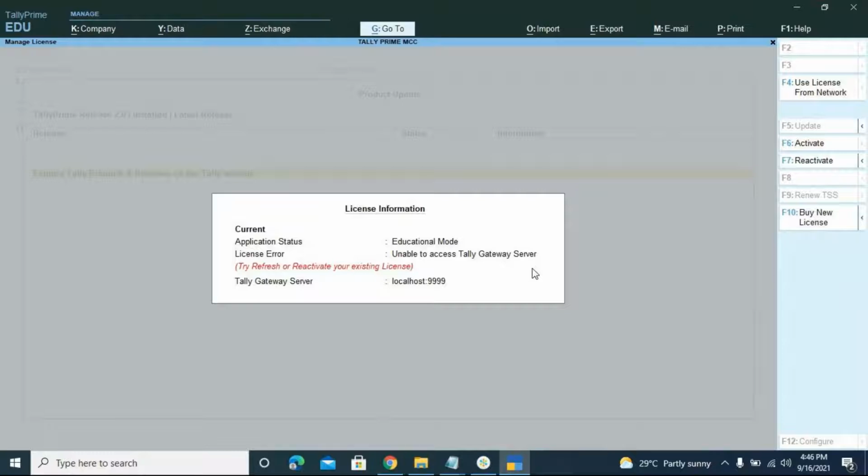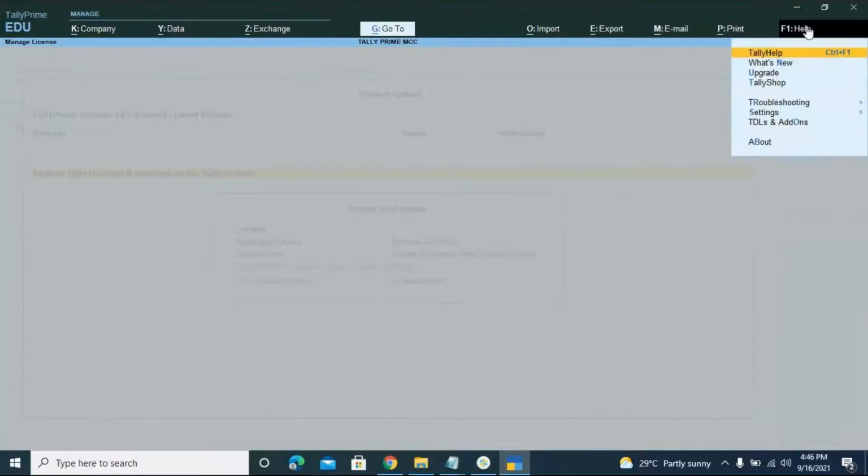Now, suppose I am a licensed user, I can activate my license, reactivate my existing license, or sorry, use license from the network also.